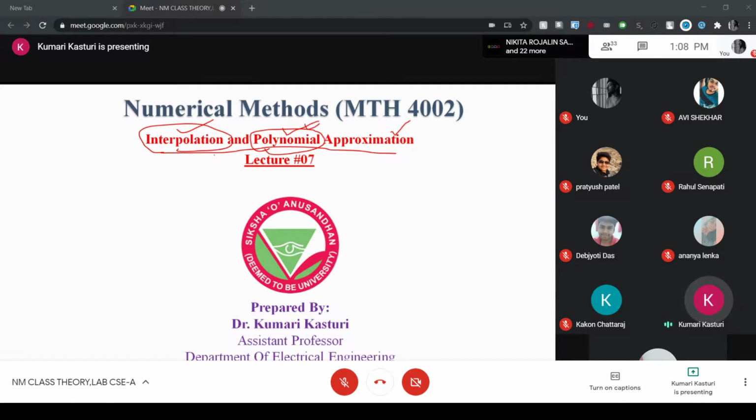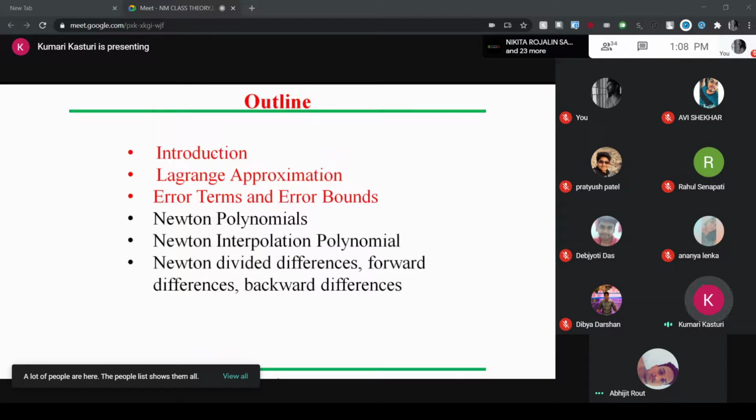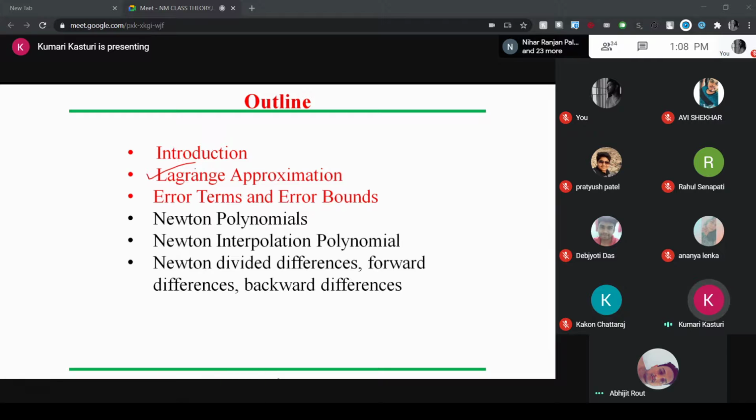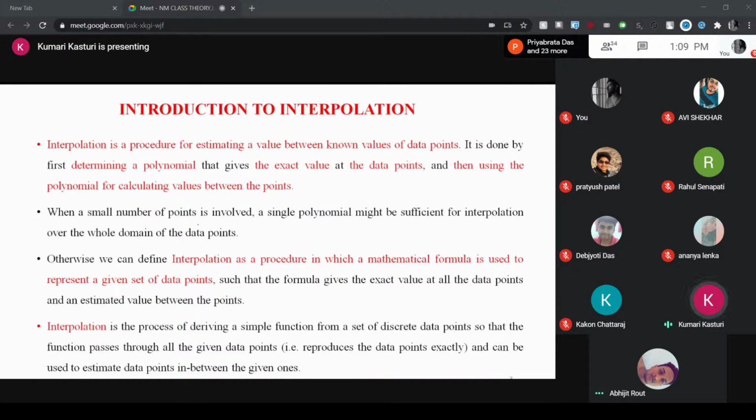To do this interpolation method, there are two methods we will discuss here. One is called your Lagrange method, one is called your Newton method. So first of all, we have to discuss what is the meaning of interpolation. Then we will go for what is the procedure. There are two: one is Lagrange, one is Newton. Okay. So come to interpolation first. What is the meaning of interpolation?